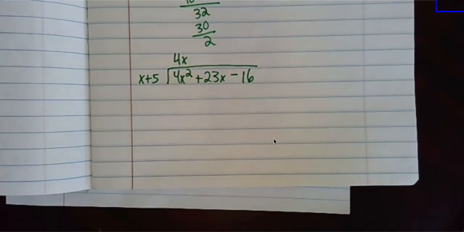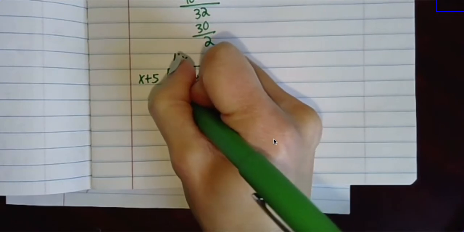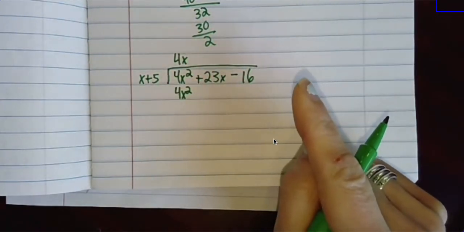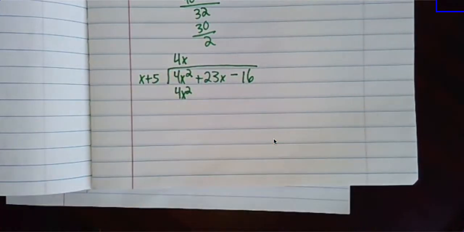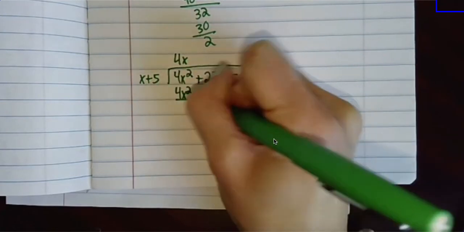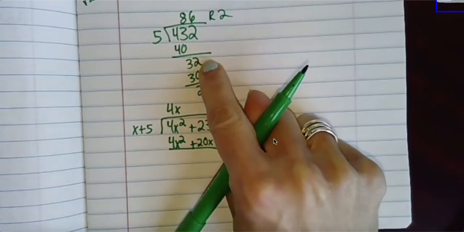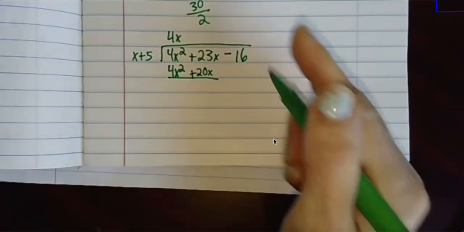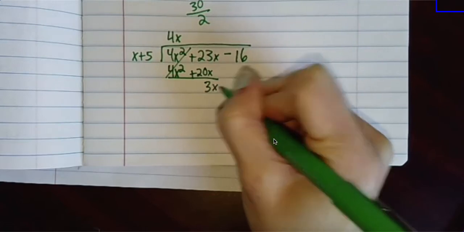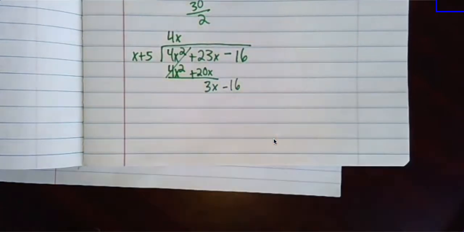So that's our 4x squared. Then I still have my 5. We're distributing it, right? What's 4x times 5? 20x. And then, just like we did up here, we subtract. So those have to cancel out. And this is going to be a 3x, and bring down minus 16. This is like long division with x's. It is. That's all. It's the same thing.